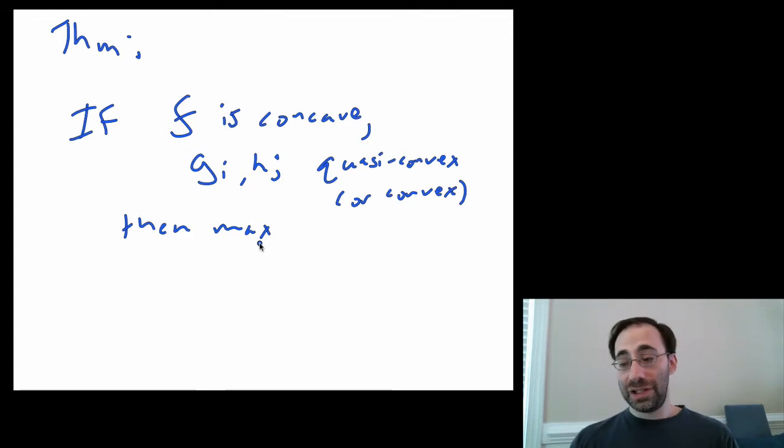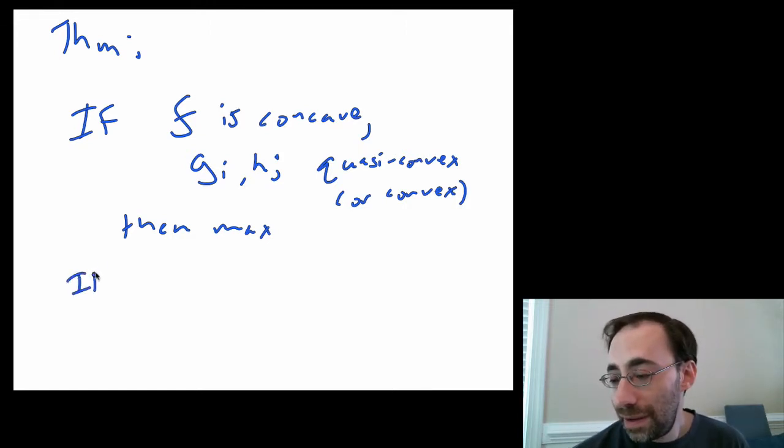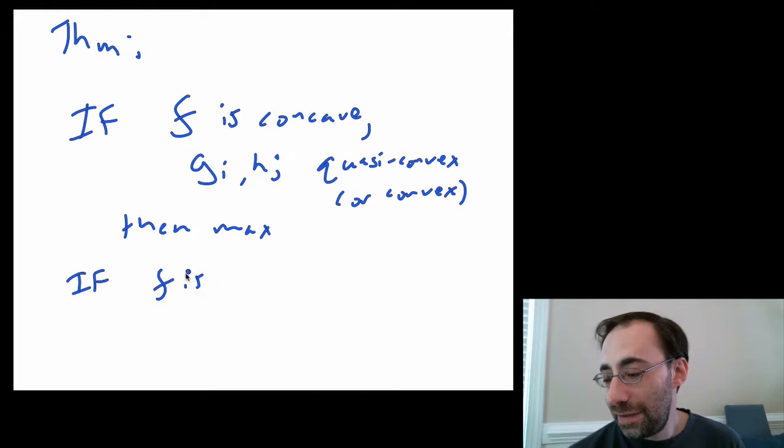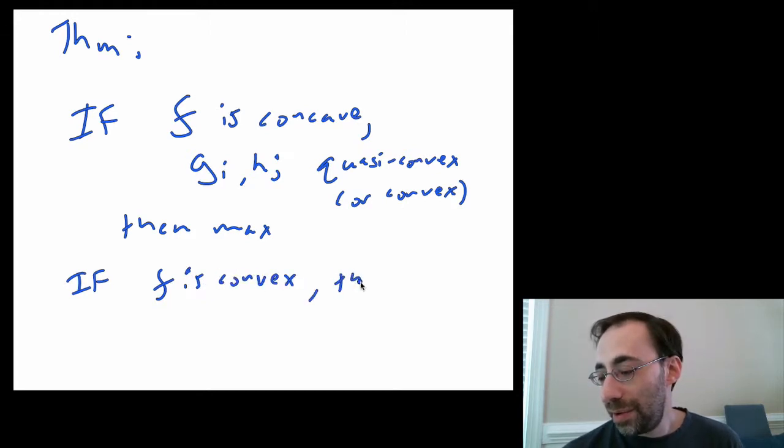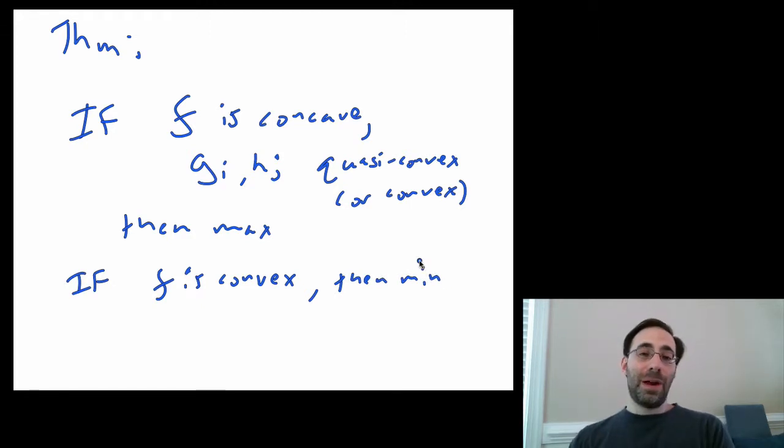So you don't have to bother. So if these are all true, you don't have to bother going through and checking your border Hessian. If f is convex, and the same things are true on G and H, then you have a minimum. So the Kuhn-Tucker theorem helps you figure out if you have a maximum or a minimum without having to go through the effort of computing border Hessians and stuff.